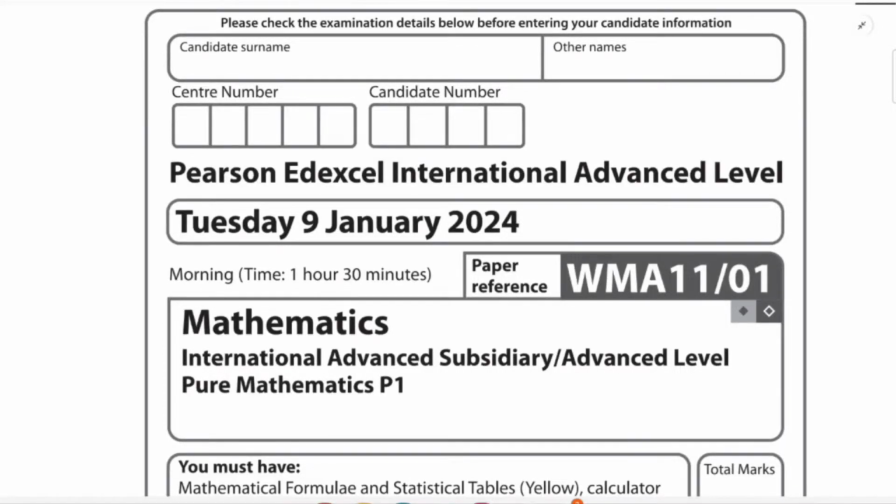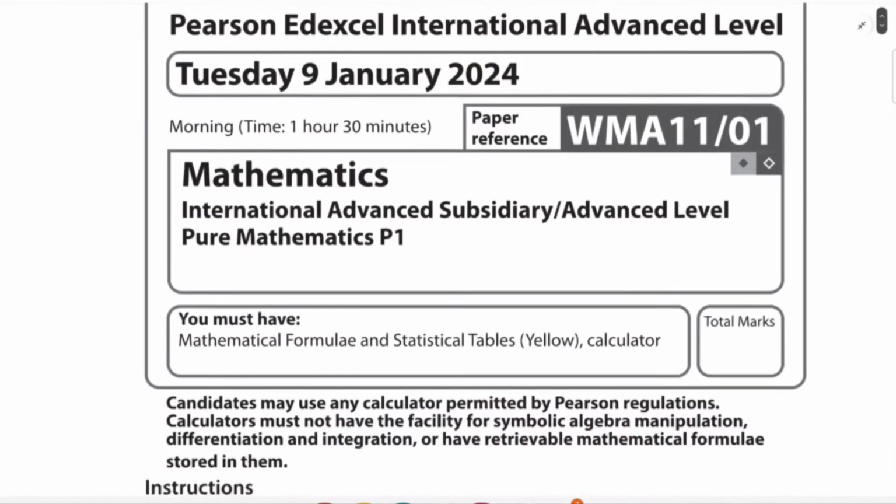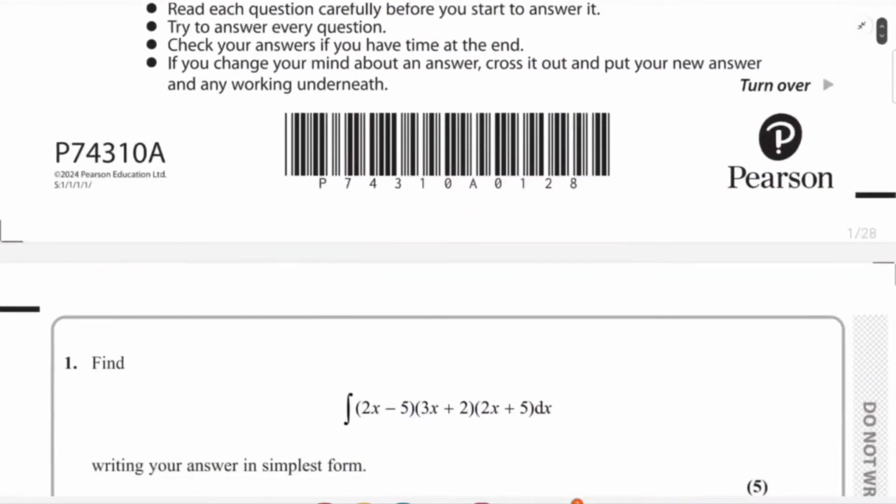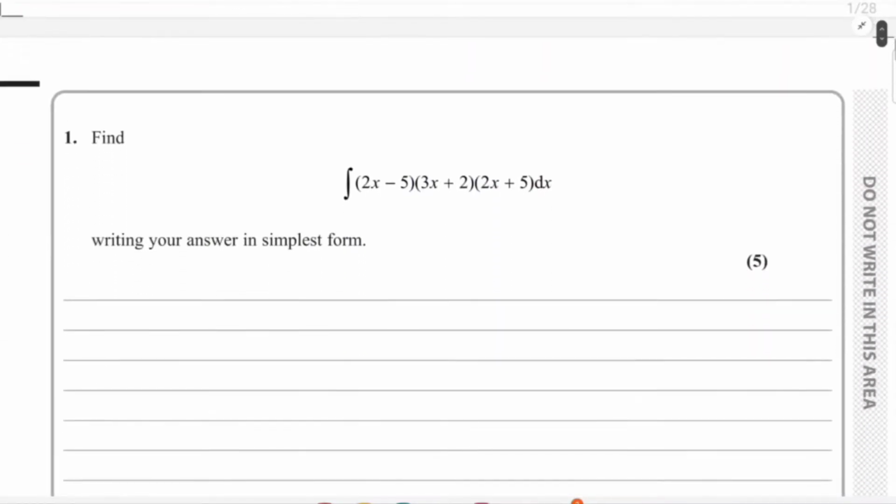Edexcel IAL Jan 2024 paper of P1. So moving on to question 1, we have to find this integral.